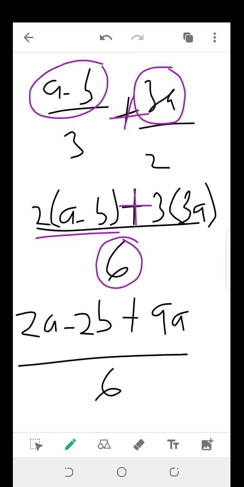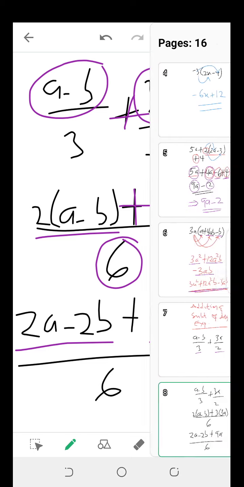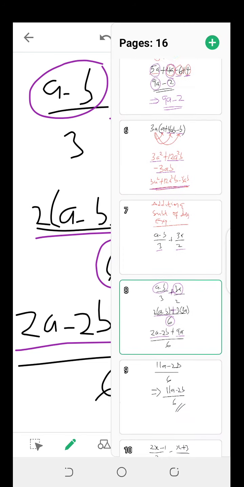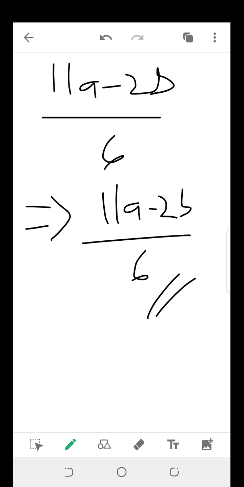So we expand the bracket. 2 times a minus b will give us 2a minus 2b, and then 3 times 3a will give us 9a. We just simplify the expression, 2a minus 2b plus 9a, and that gives us 11a minus 2b all over 6. Perfect. So this is our final solution. After the simplification, we have 11a minus 2b all over 6.